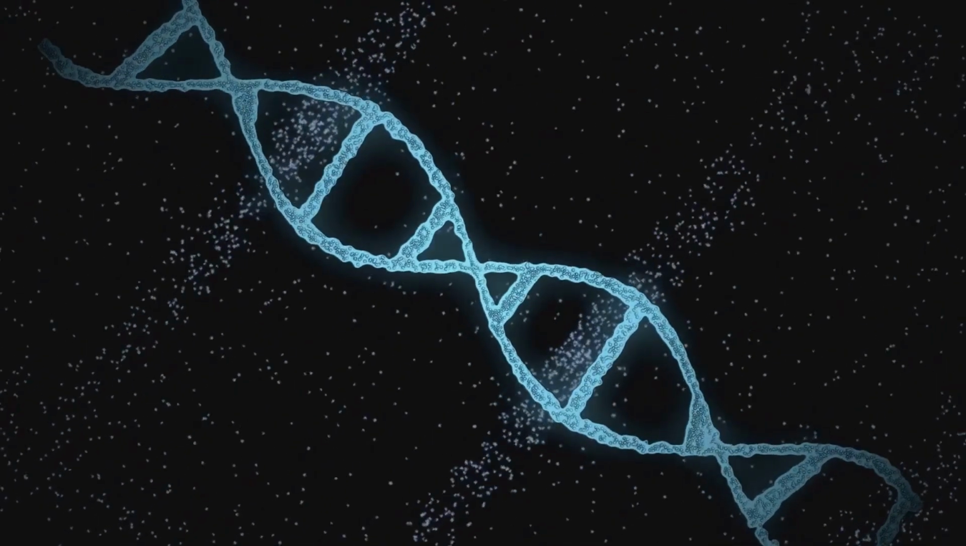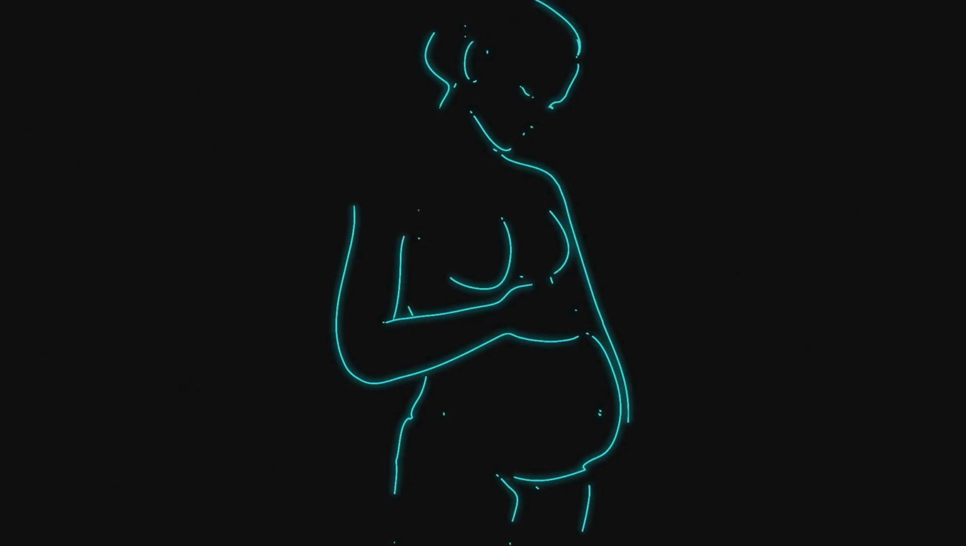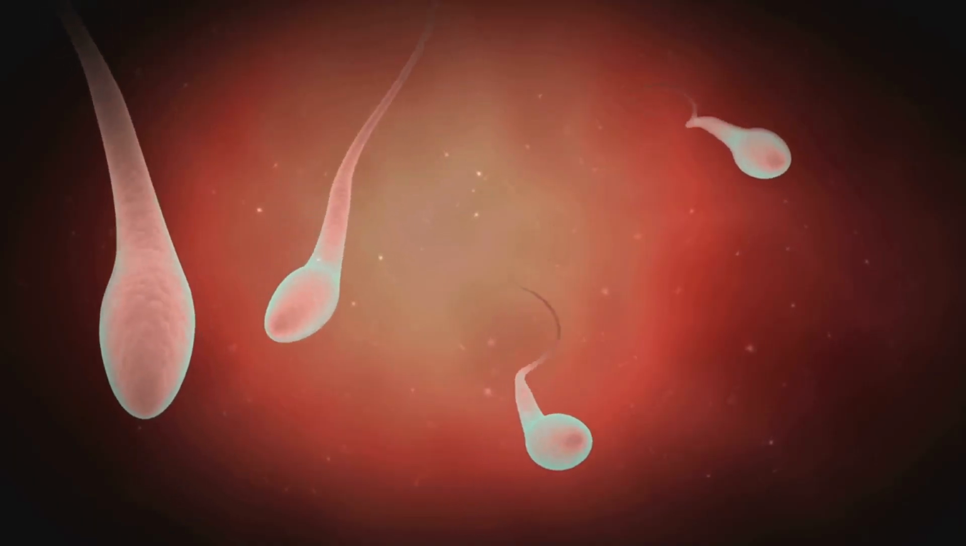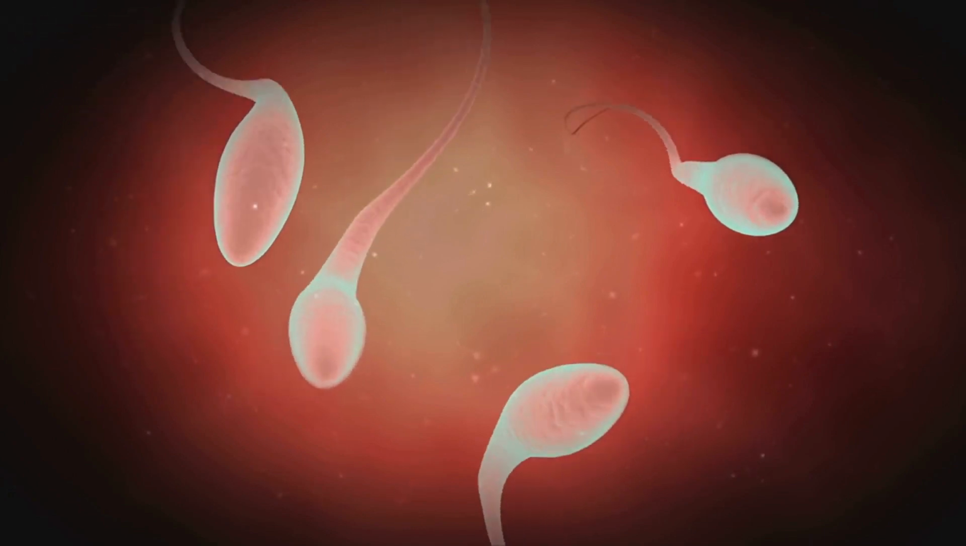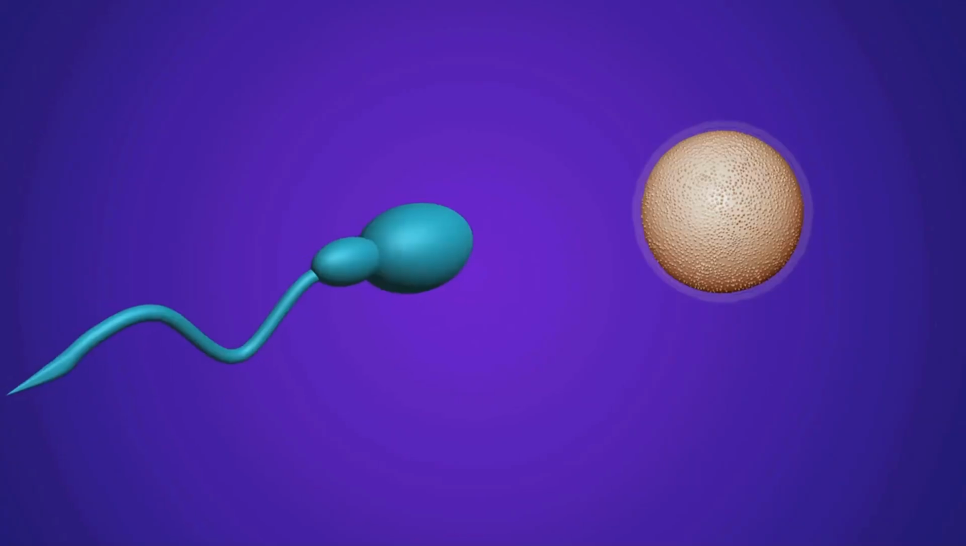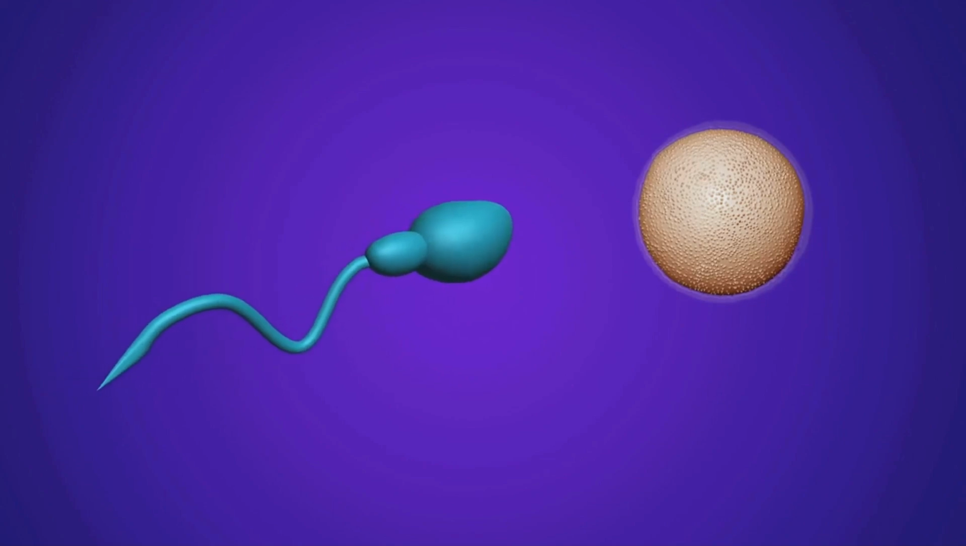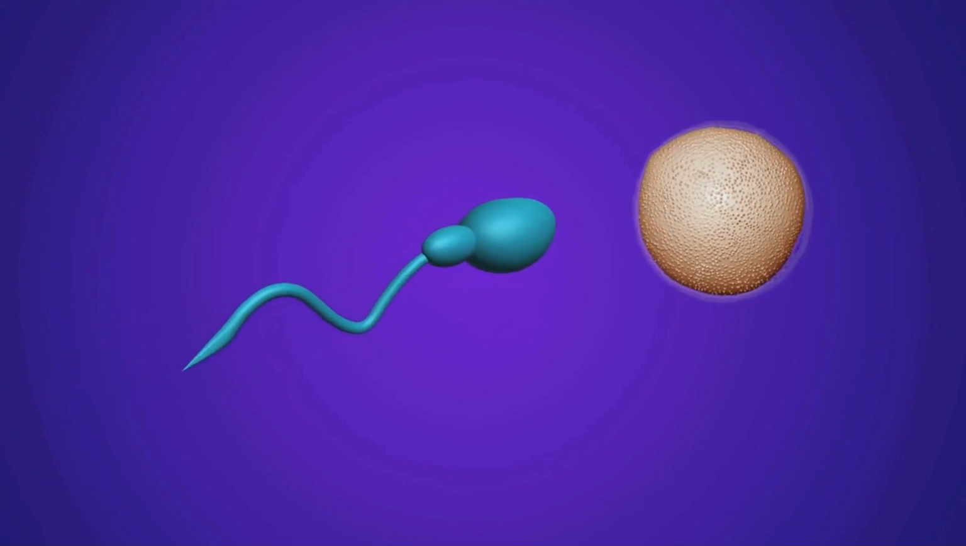The inheritance of sex chromosomes is straightforward. Mothers always pass on an X chromosome to their offspring, while fathers can pass on either an X or a Y chromosome. If a sperm carrying an X chromosome fertilizes an egg, the offspring will be female, XX. If a sperm carrying a Y chromosome fertilizes an egg, the offspring will be male, XY.